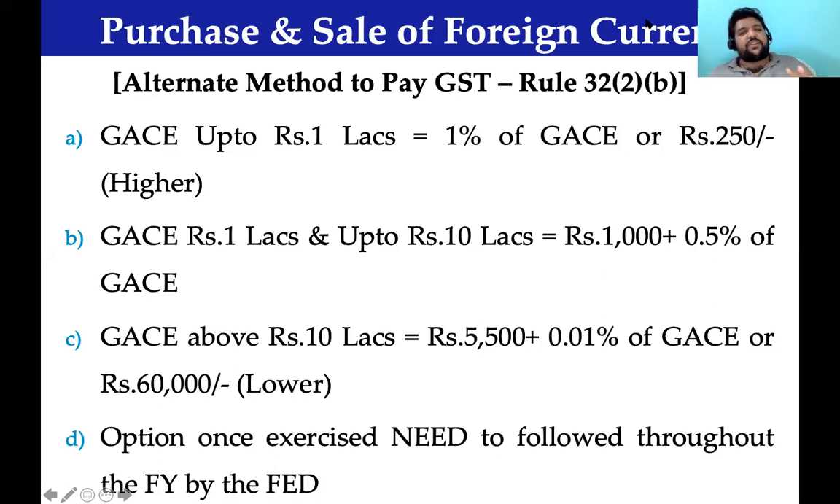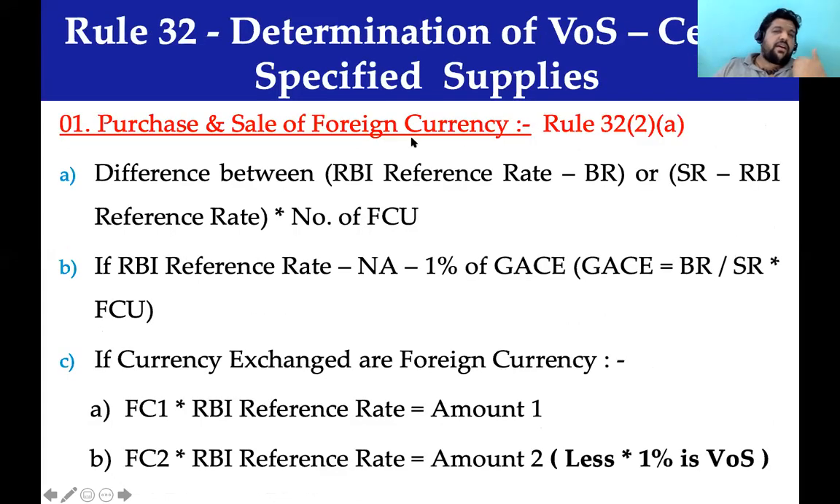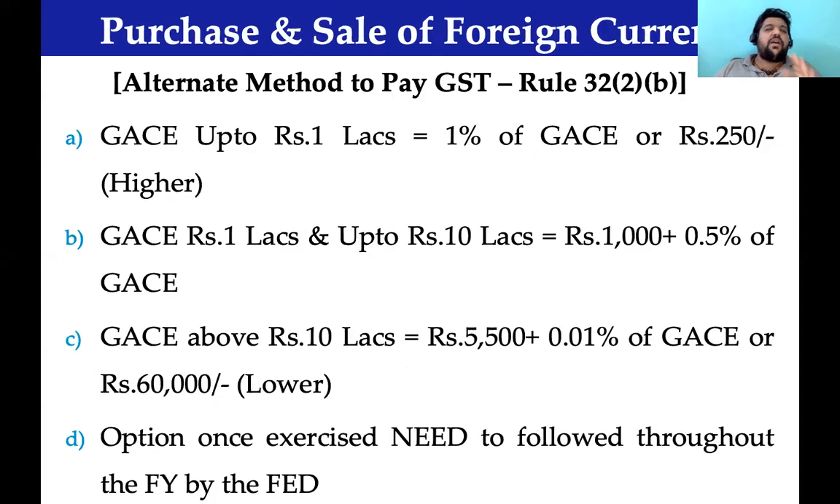For every transaction, you will multiply with the foreign currency rate, determine the gross amount of currency exchange, and then just apply the percentages. A problem on this we will do in tomorrow's session, not today. Time would not permit us. But all I want to highlight is that this is an alternate method of calculation. A businessman can opt for either the RBI reference rate method or the formula method at his option.